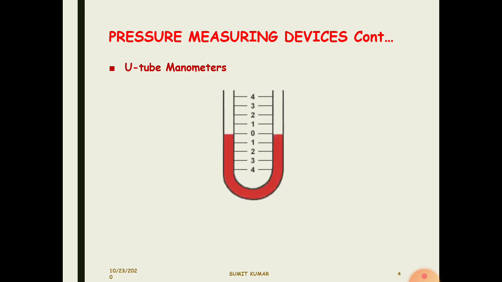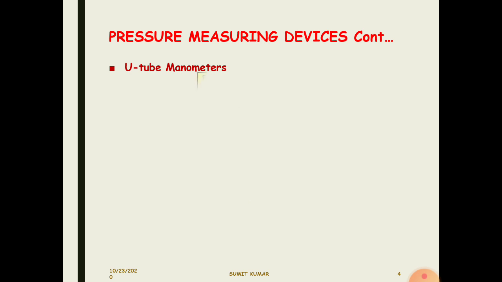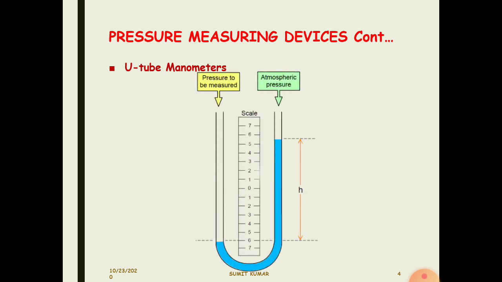A U-tube manometer is partially filled with a suitable liquid which is called the manometric fluid. When one end of the manometer is connected to the point where pressure is to be measured and the other end is open to the atmosphere, then a level difference is made between the top surfaces of the manometric fluid.